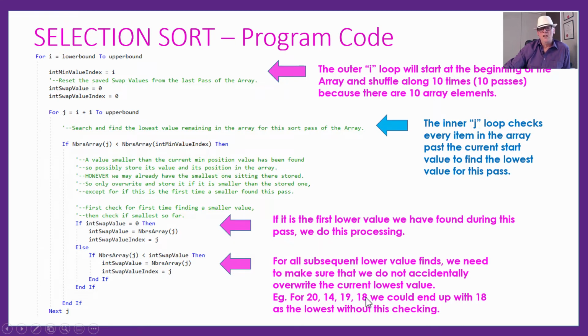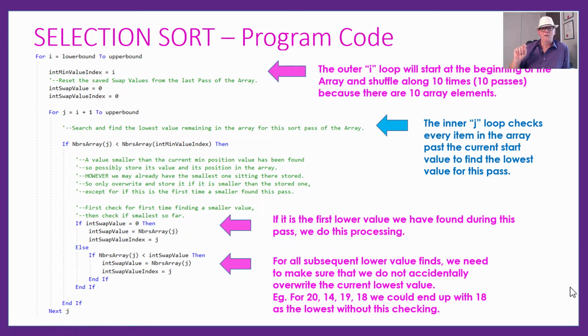Don't record 19. And 18, is that smaller than the one you've already got, which is 14? No, it's not. So don't put that in as the swap value, all right? This coding just in here and here took a while to get, and we had to put a lot of program debug displays in.